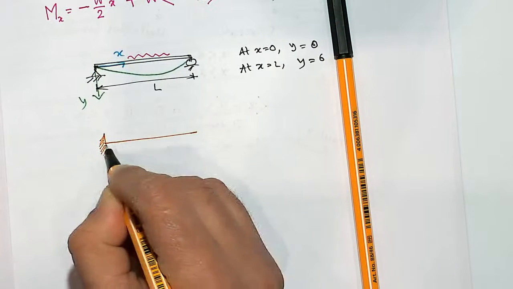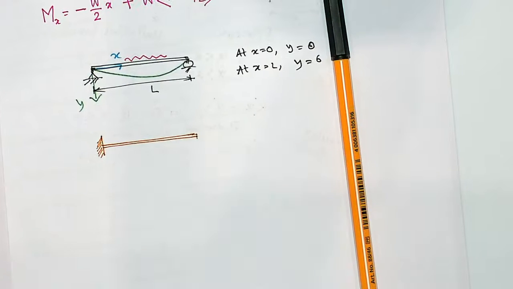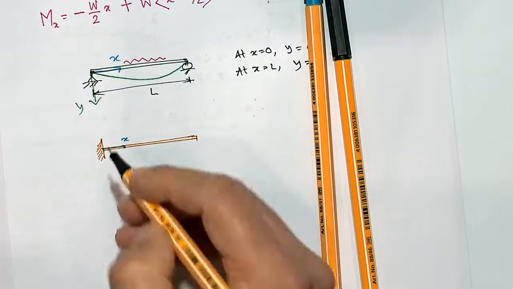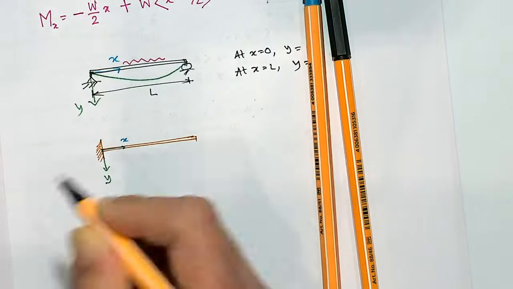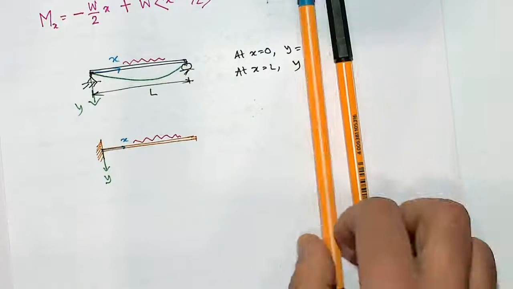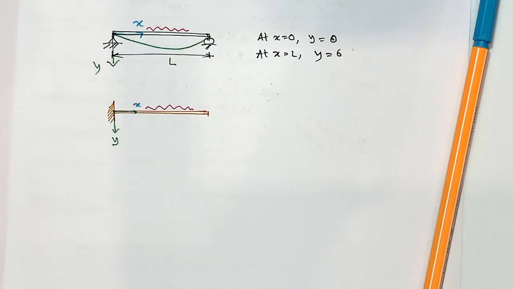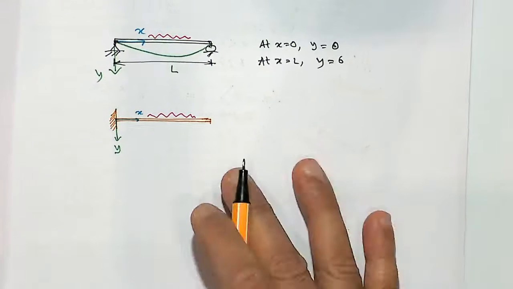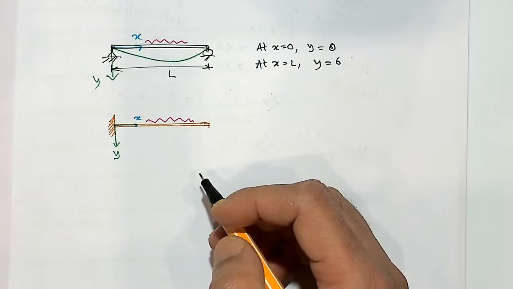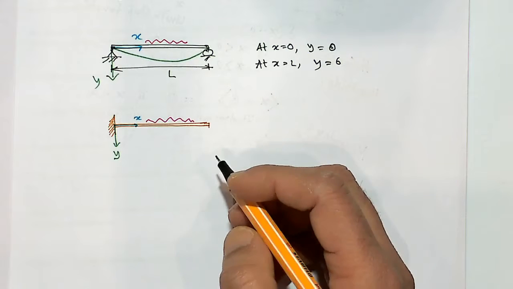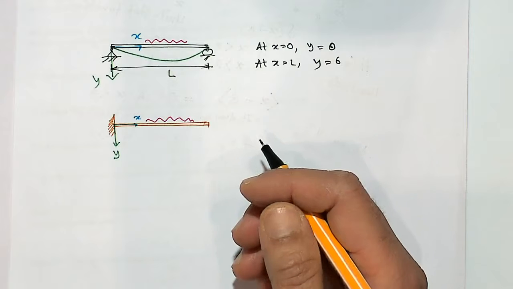Now, what about this beam? If I have a cantilever beam, and as before x is along that direction and y is along that direction, and you have got some load acting onto it like this. What do you think the boundary conditions should be? You almost require two boundary conditions for these cases. So what would be the known conditions?